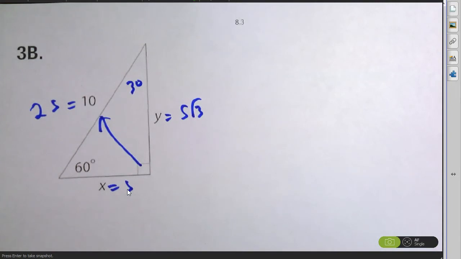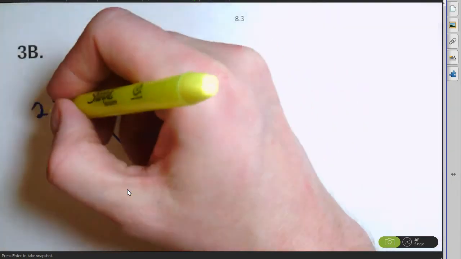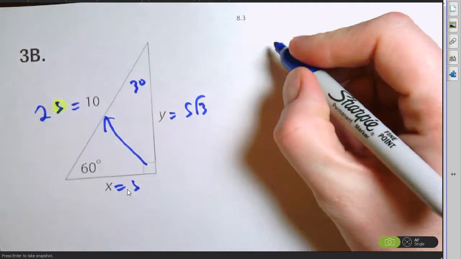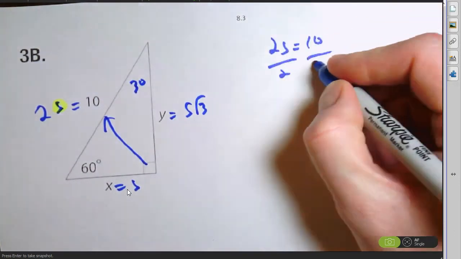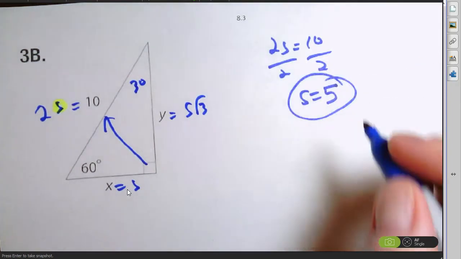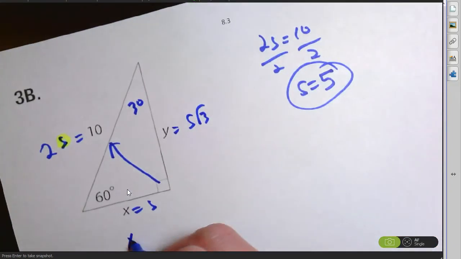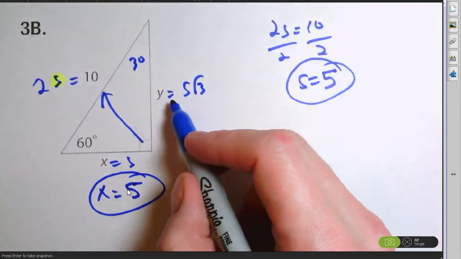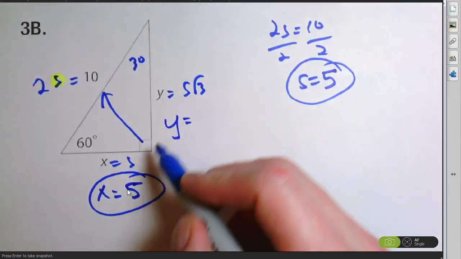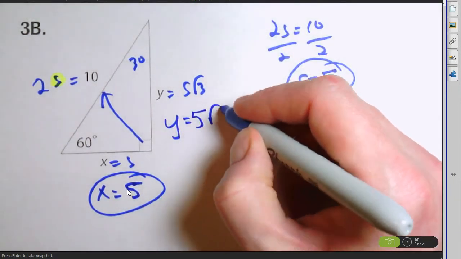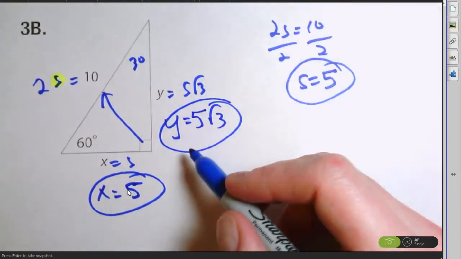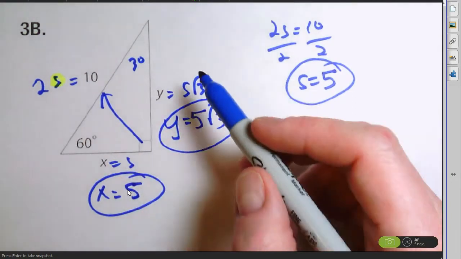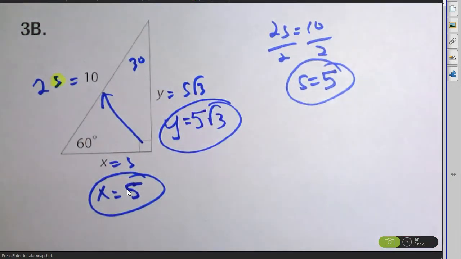So again, like all the other ones, your goal is to solve for S first. That's easy to do. If 10 equals 2S, divide by 2, S is 5, which means that X equals 5. And then to find Y, Y is just whatever the S length is times root 3, so 5 root 3. I'm writing my 5's kind of funny because they look an awful lot like an S, and I don't want you thinking it's S root 3 for all. This is S, this is a 5, so I apologize for my poor penmanship.